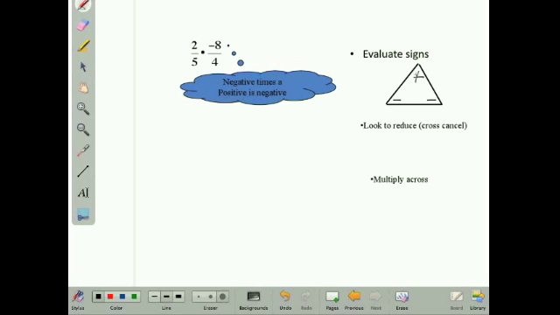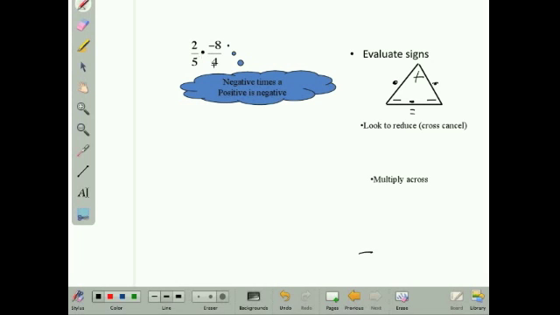The reason why I do that is when you're multiplying positives and negatives, if I multiply a positive times a negative, I'm going to get a negative. If I multiply a positive times a negative, I'm going to get a negative. If I multiply a negative times a negative, I'm going to get a positive. So in this equation, I've got a positive times a negative. My final answer is going to be a negative.